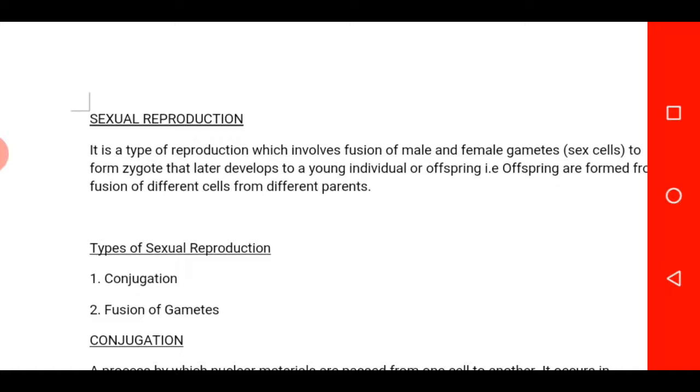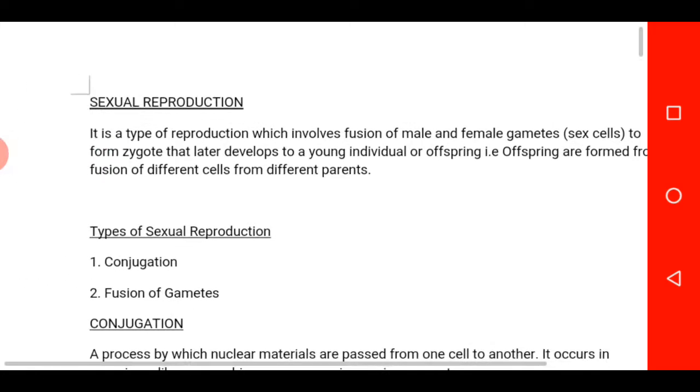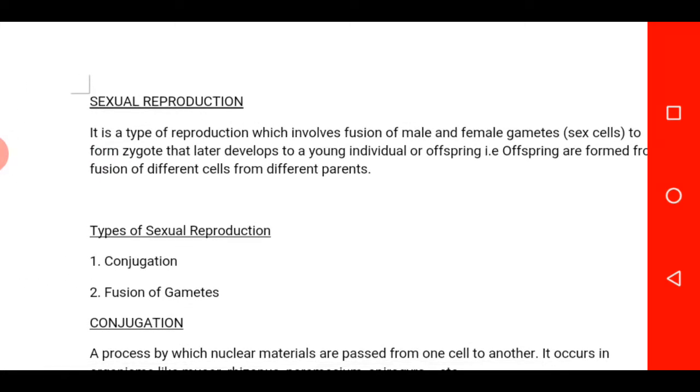Today we are going to look at sexual reproduction. Don't forget, in the last lesson we discussed asexual reproduction, and I made you understand that in asexual reproduction only one organism is involved. But sexual reproduction is a type of reproduction which involves fusion of male and female gametes, otherwise known as sex cells, to form a zygote that later develops into a young individual or offspring. Offspring are formed from fusion of different cells from different parents.